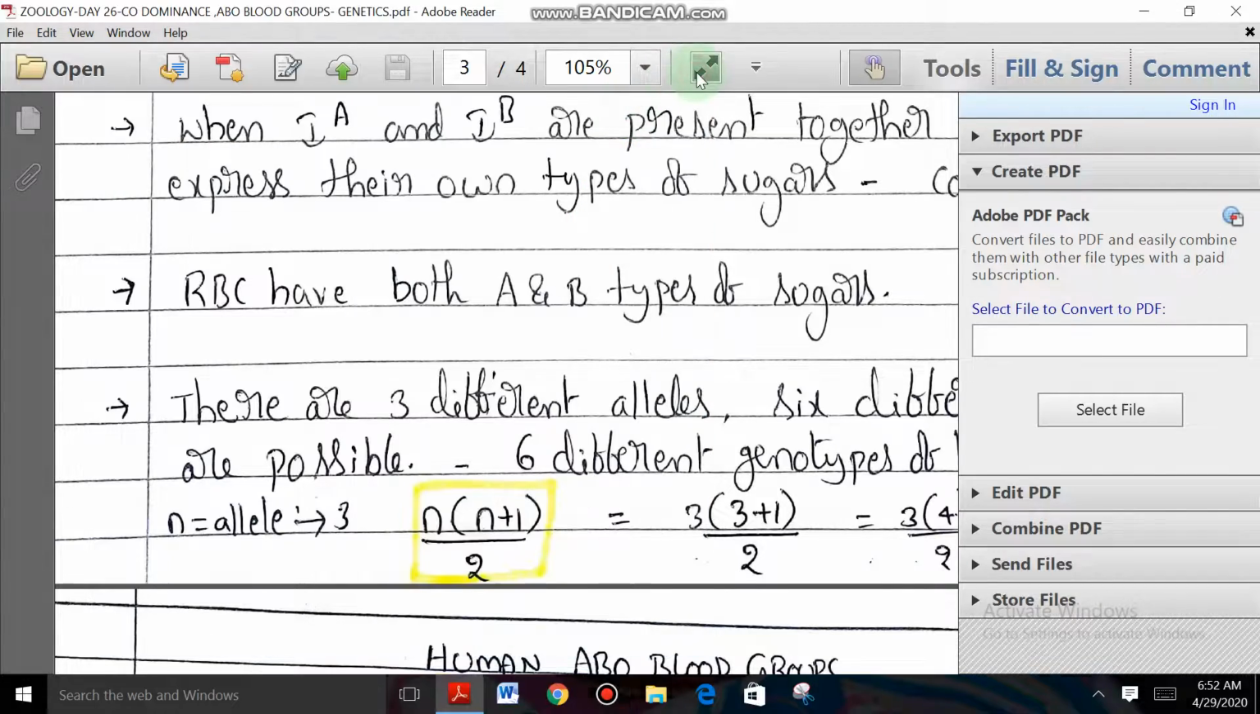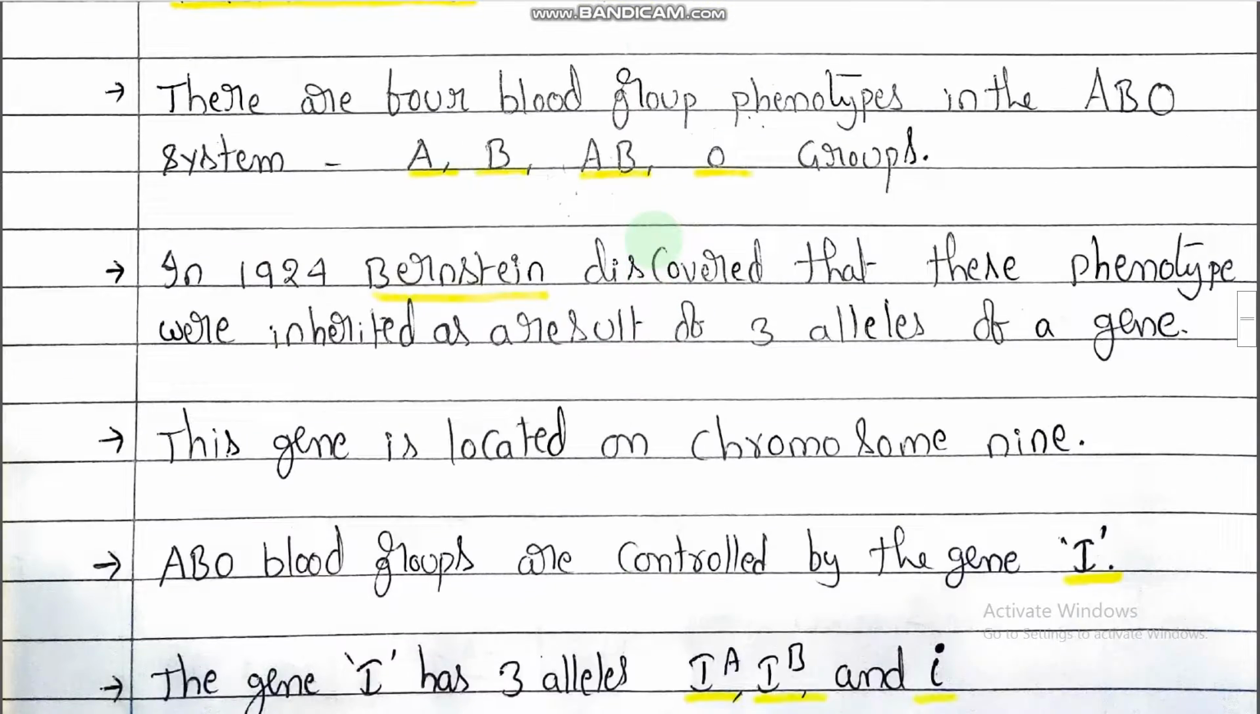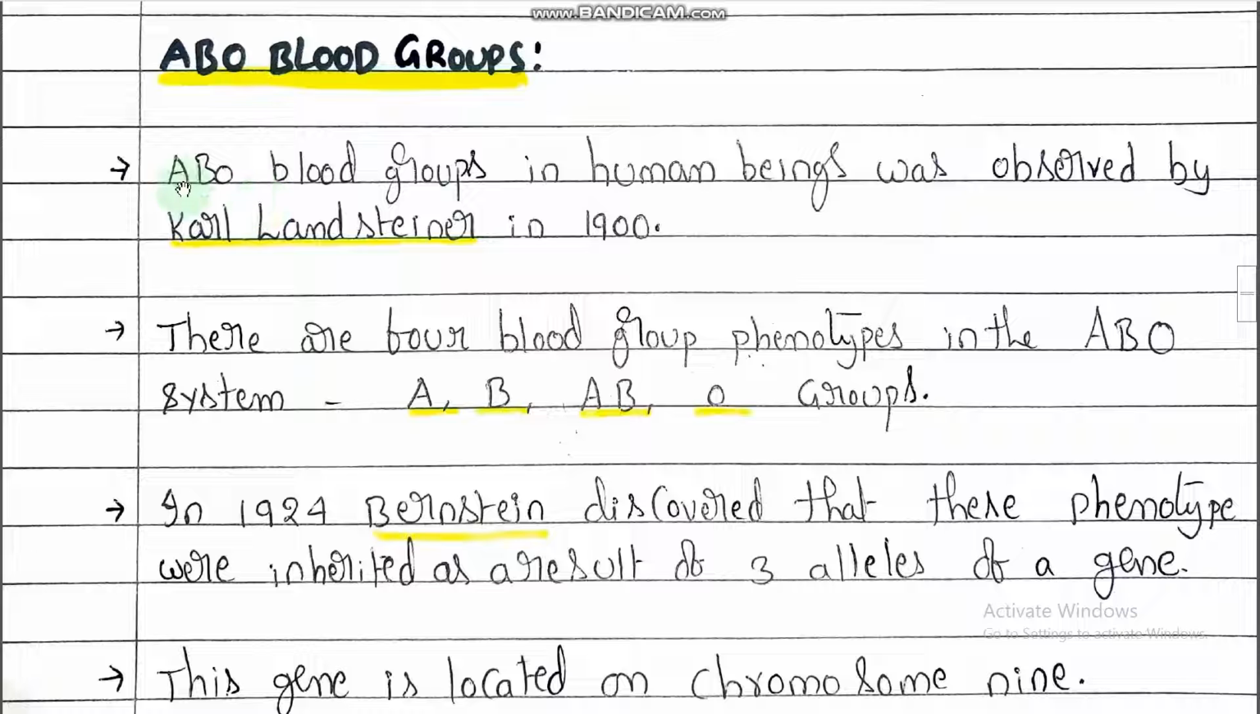Okay, here once again I am revising multiple alleles and ABO blood groups. ABO blood groups are one of the examples of multiple alleles. So, what are multiple alleles? Multiple alleles means a gene has more than 2 alleles. So, the ABO blood group is one example of multiple alleles.